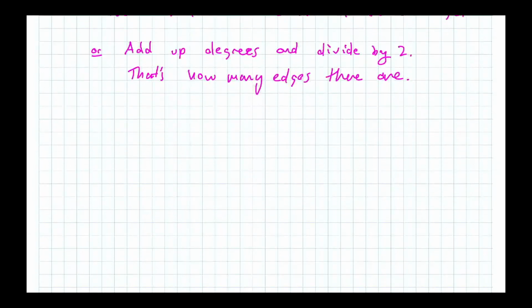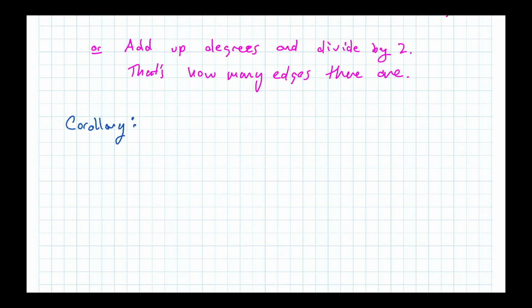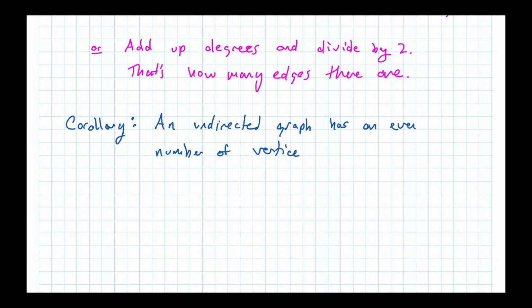Okay, so a consequence of this is this other theorem, which I'm going to write down and then we'll look at it. This is a different theorem technically. It's really a corollary actually, because it comes straight from that previous theorem. Corollary: an undirected graph has an even number of vertices with odd degree.